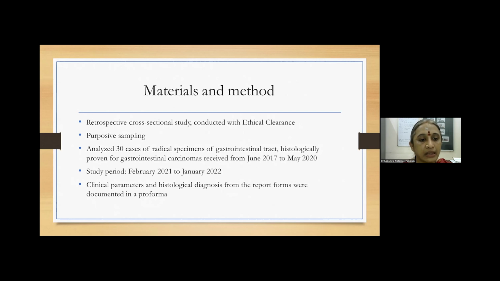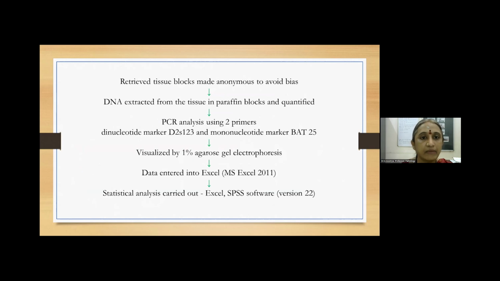We have taken the clinical parameters and the histological diagnosis from the report forms, and they were all documented in a proforma. The paraffin blocks of the representative tumor tissue were taken, and we have retrieved the tissue blocks which were made anonymous to avoid bias. The DNA was extracted from the tissue in paraffin blocks, and it was quantified. The adequate DNA which was quantified was subjected to PCR analysis using 2 primers.